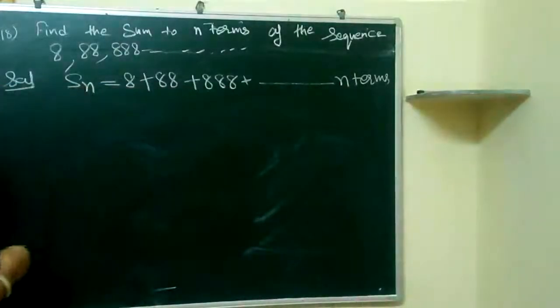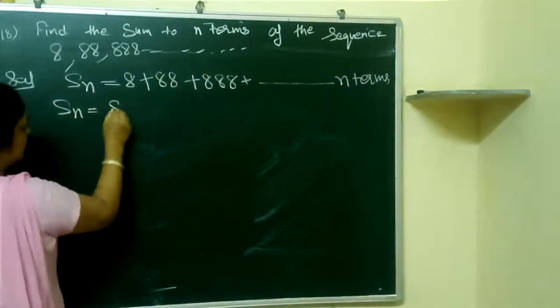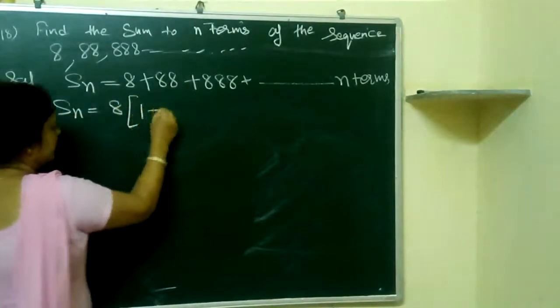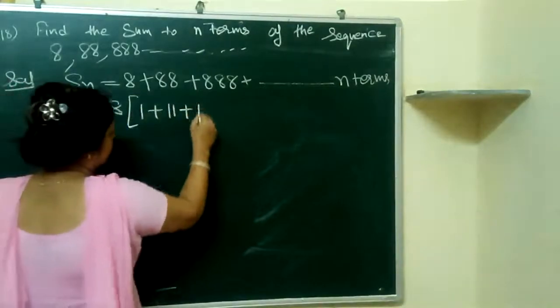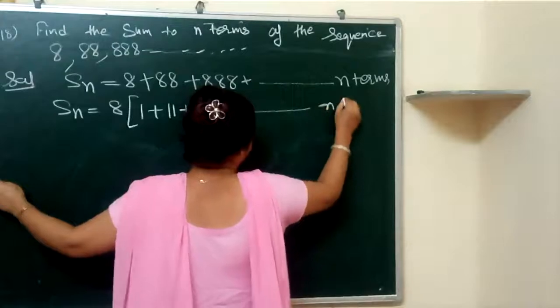Sn is equal to 8 plus 88 plus 888 up to n terms. Here we will take 8 common, so it will become 8 times 1 plus 11 plus 111 plus up to n terms.